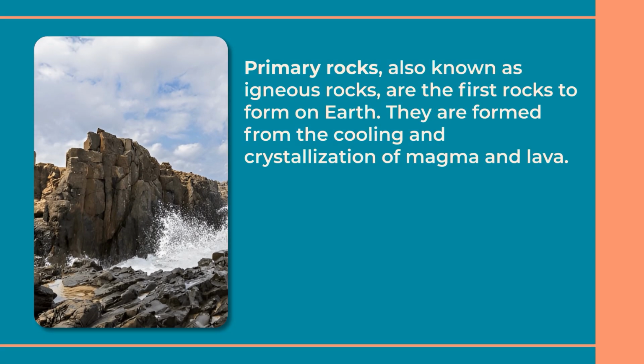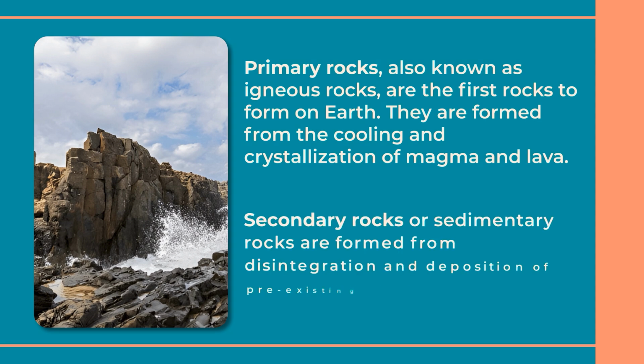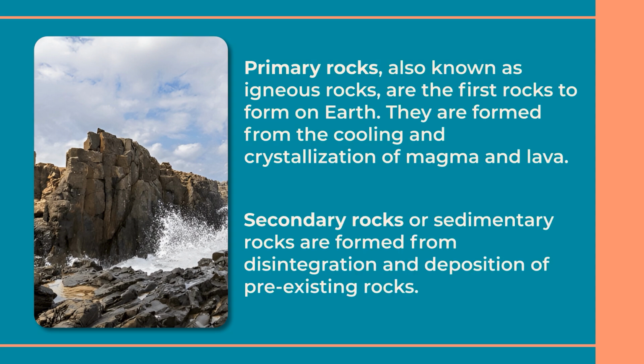Primary rocks, they are also known as igneous rocks, and they are the first rocks to form on earth. They are formed by cooling and crystallization of magma or lava. And then another term, that is secondary rocks. They are also known as sedimentary rocks, and they are formed by disintegration and deposition of pre-existing rocks.